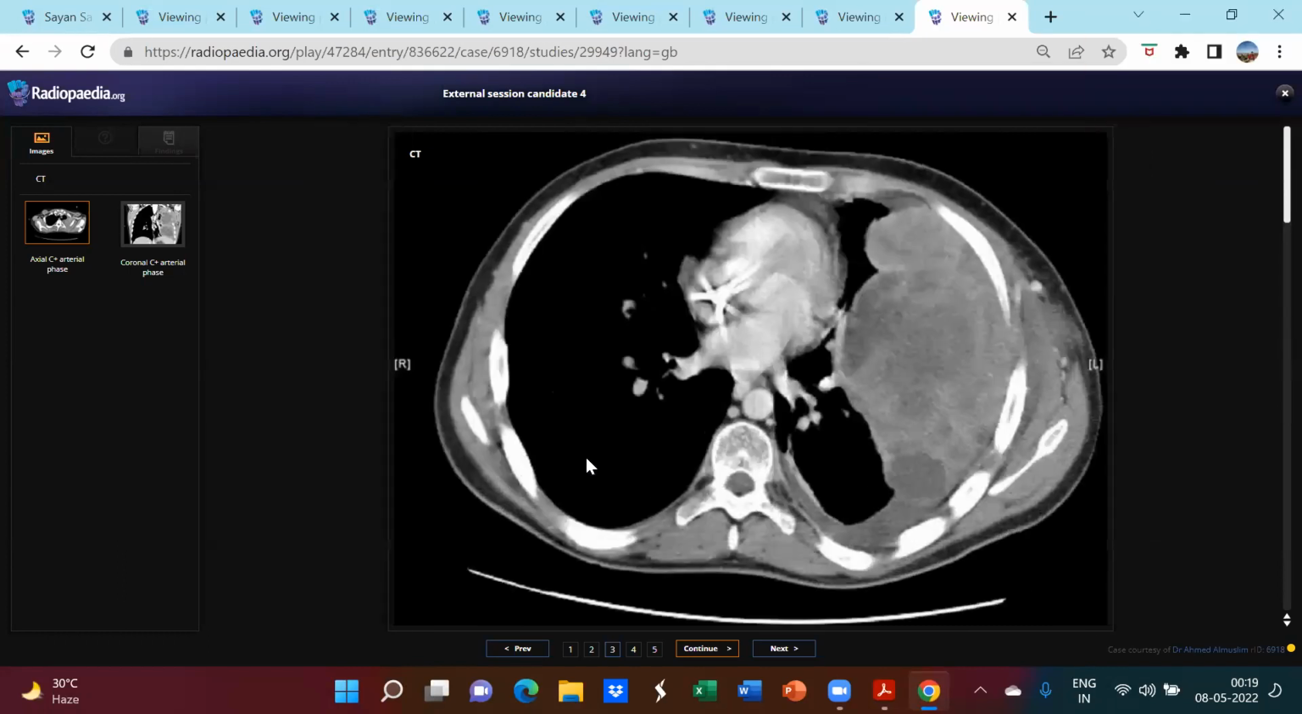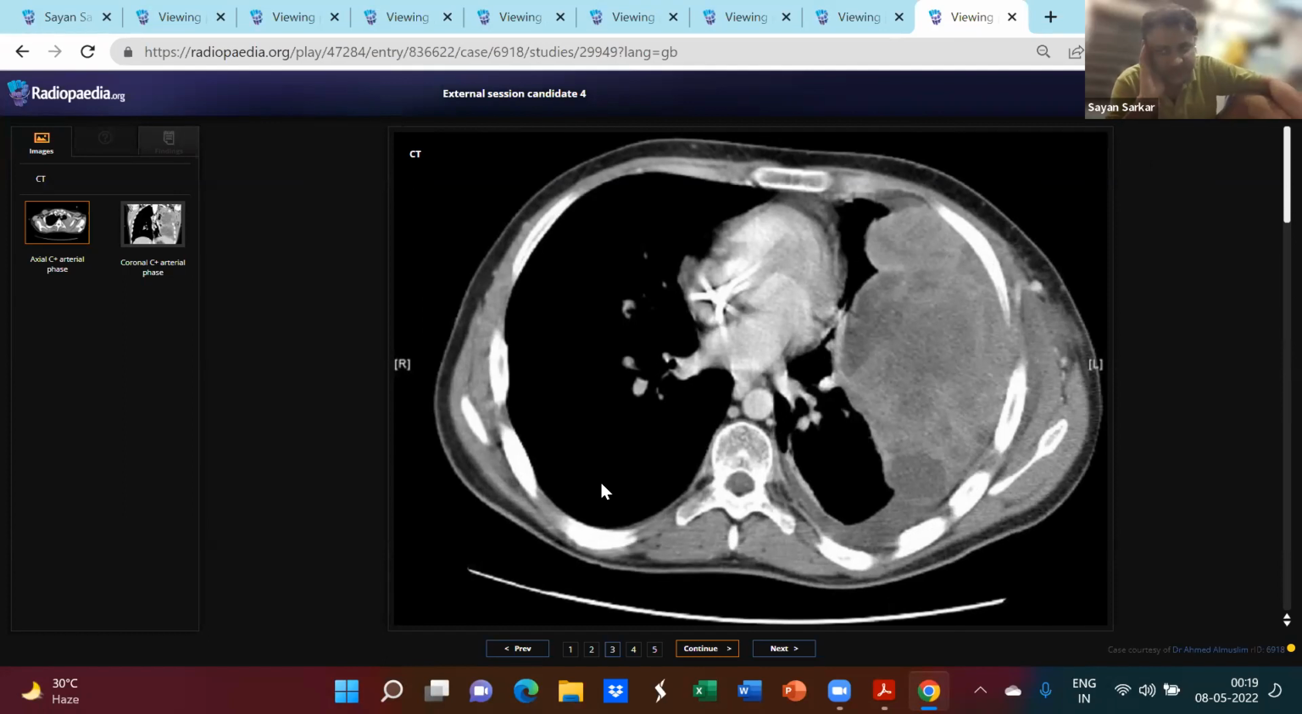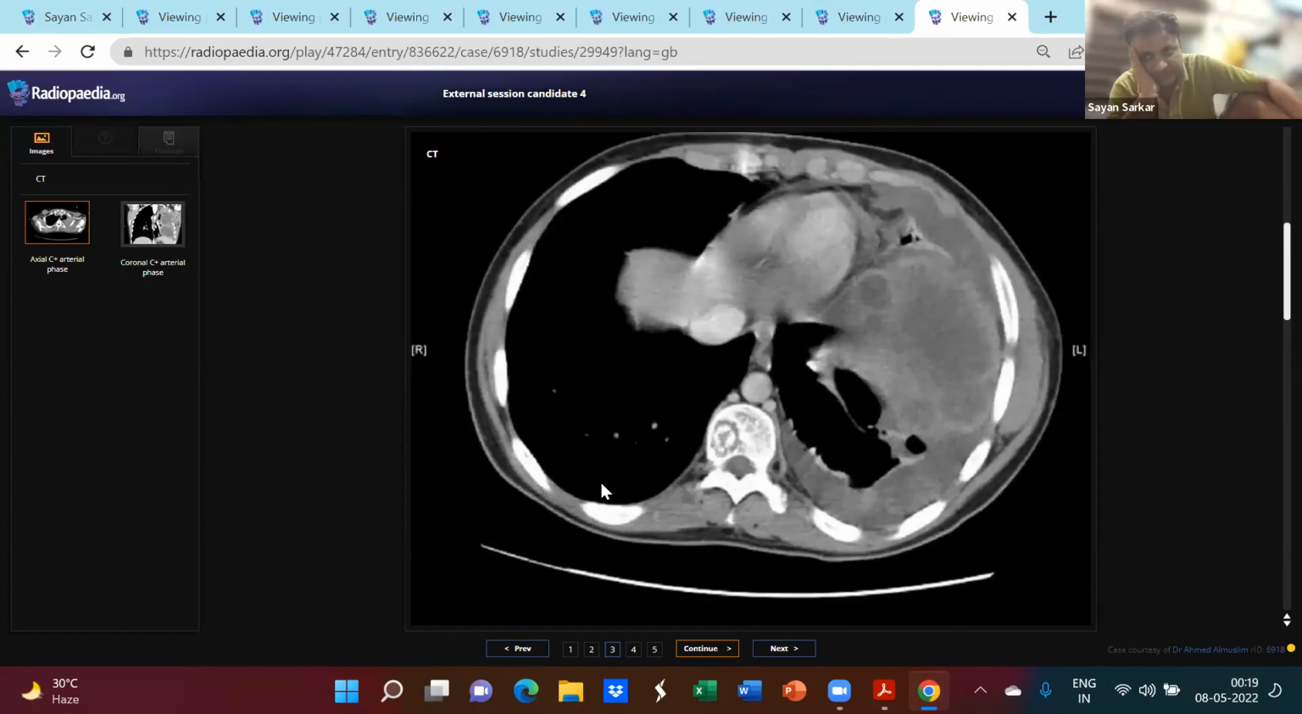So what are your differentials? This can be a primary chest wall mass lesion. Okay. It can be a metastatic lesion. Okay, so what are the primary? Okay, then yeah, you want to add more?